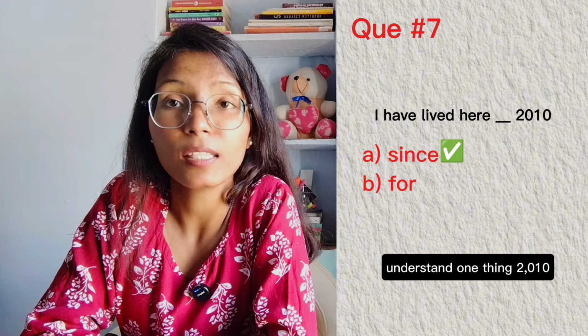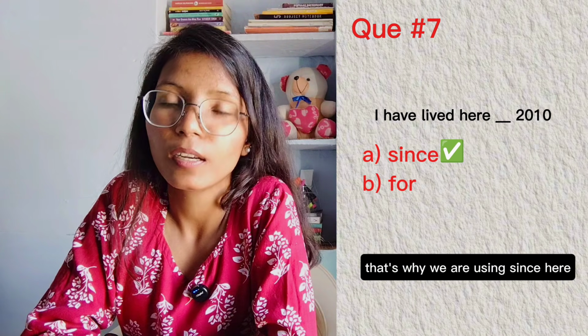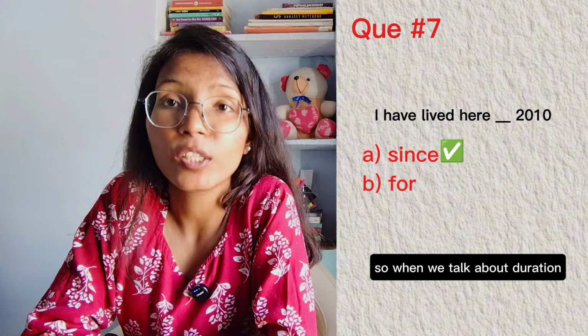I have lived here since 2010. Understand one thing. 2010 is a specific year. That's why we are using since here. So when we talk about duration, then we say for. If I say that she has been living here for 10 years, so 10 years is a duration. So for duration, I can use for. Otherwise, for a specific time like since morning, since 2010, then I have to use since.